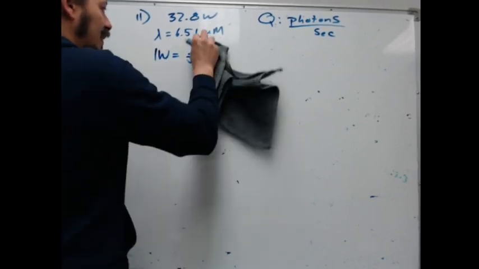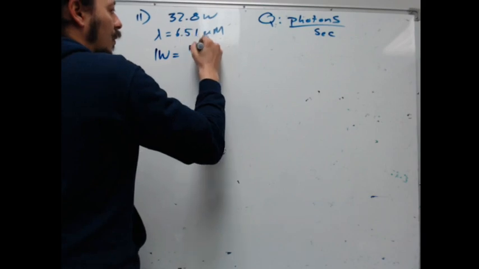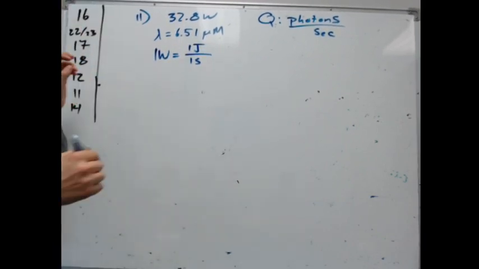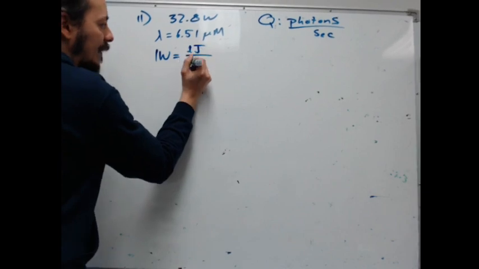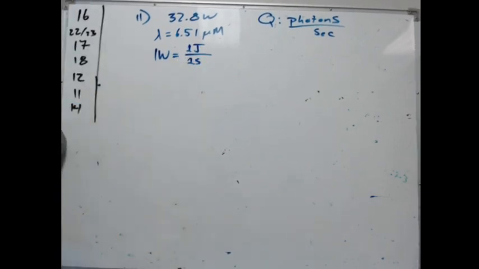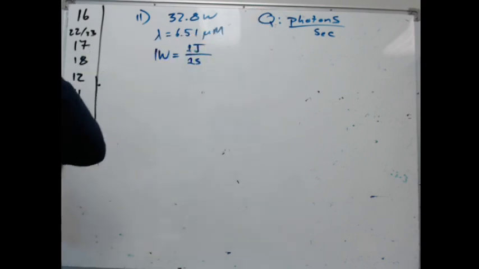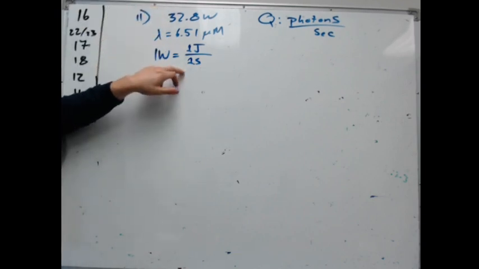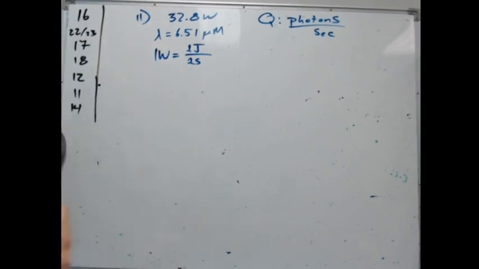1 joule per 1 second, right? So we can look at this and do some problem analysis. We can do some conceptual thinking behind the problem. We want to get to photons per second. We've got information of watts. That's going to give us information in joules per second. I've got to get something.